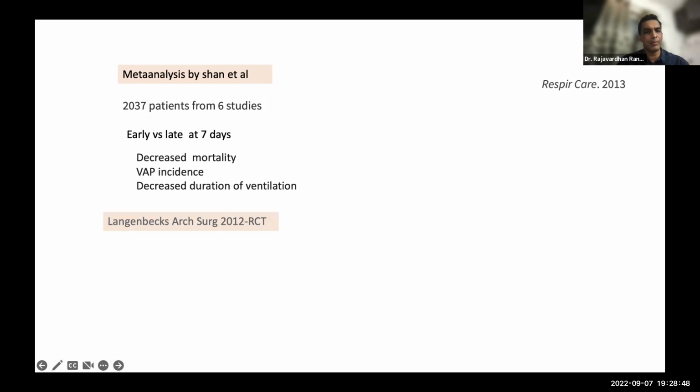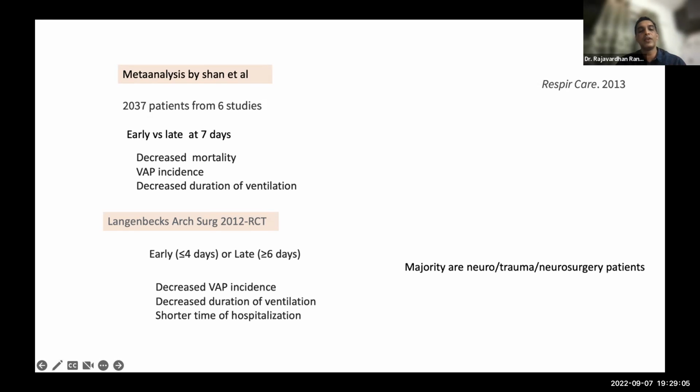Then in 2012, in the meantime, there was one more study. It mainly involved trauma, surgery, and spine injury patients or neuromuscular disease patients. In this, they did early versus late tracheostomy. They considered 4 days versus 6 days. This is for a trauma or a surgical patient. They found decreased VAP incidence, decreased duration of ventilation, and shorter hospitalization. But as I told you, this is mainly for trauma, neurosurgery, or neurological patients.